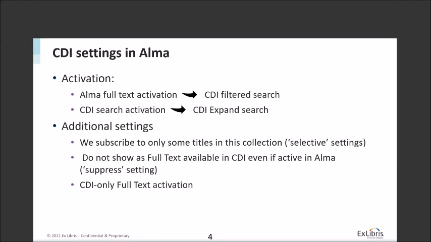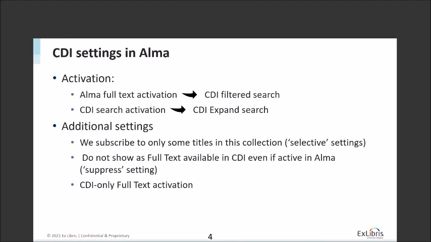So if we look at the Alma interface and what kind of settings there are, the first thing that is important is that there are two types of activation settings in Alma. And they're both important for CDI. The first is what we call Alma full text activation. This has an impact on what will be returned by CDI when the user does what we call a filtered search. The second type of activation is what we call CDI search activation. This activation in Alma will have an impact on the CDI expand search. I'll come back to these types of searches in the next slide.